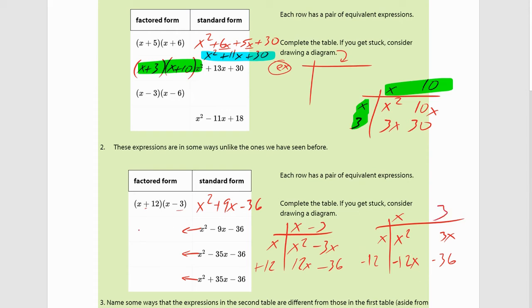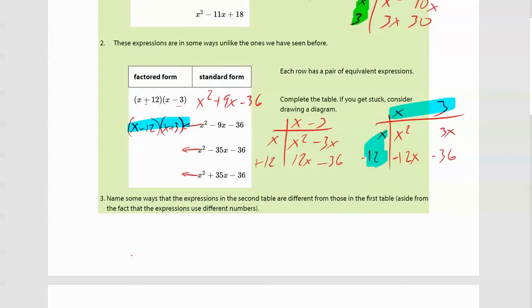So your answer here is x minus 12 times x plus 3. All right. So that's how I found the reverse. Okay, so go ahead and do the rest of the table, and you can go ahead and try to use the diagrams from what we just did.